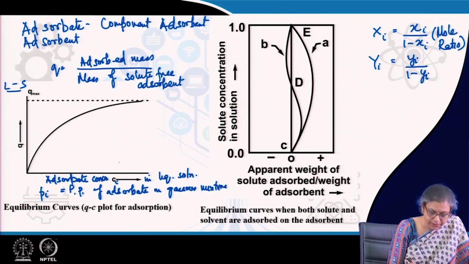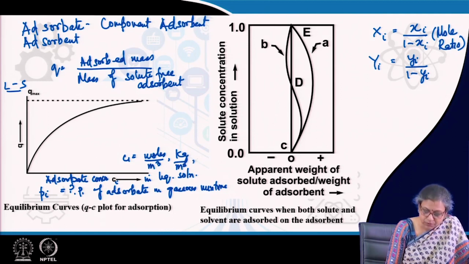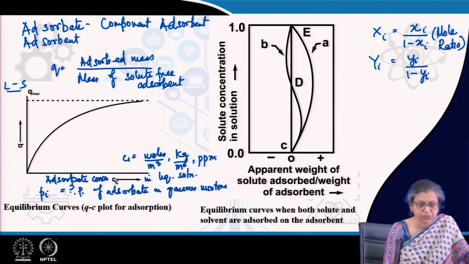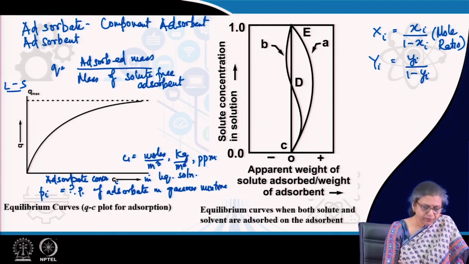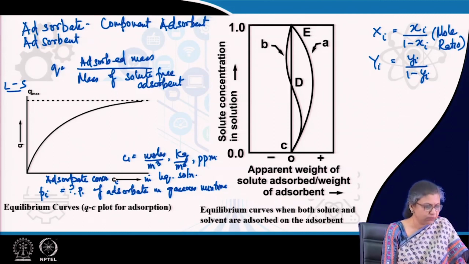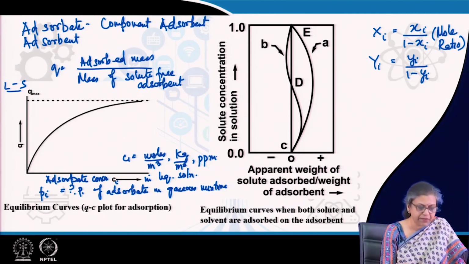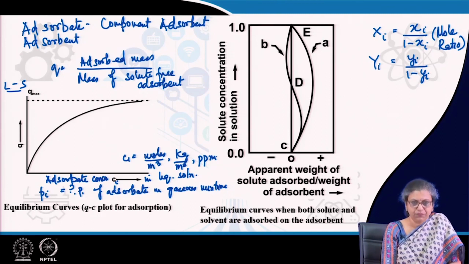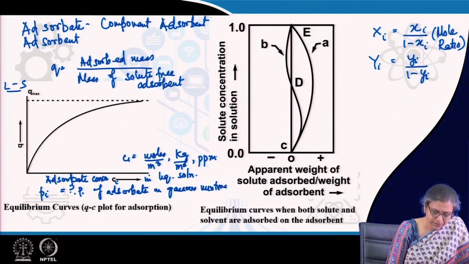And this C_i is frequently expressed in moles per meter cube, or in kg per meter cube, or in parts per million also. So for adsorption, whatever the units, this is the general type of graph that we find in this particular case.